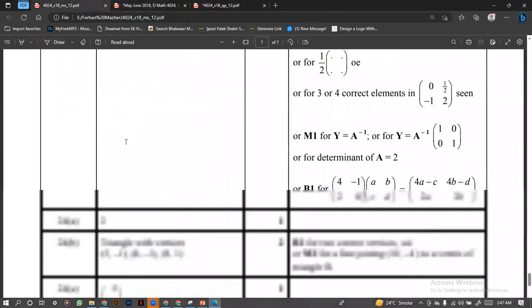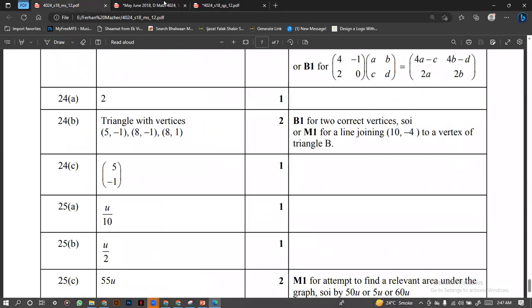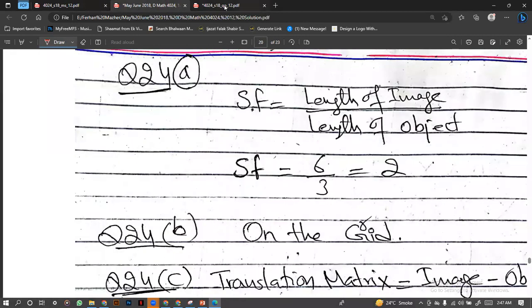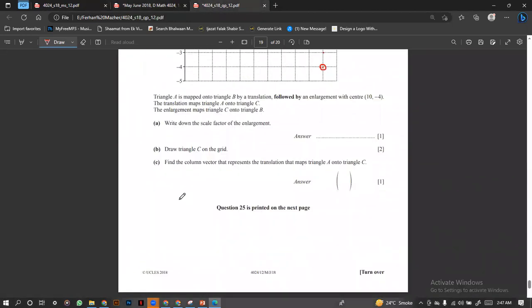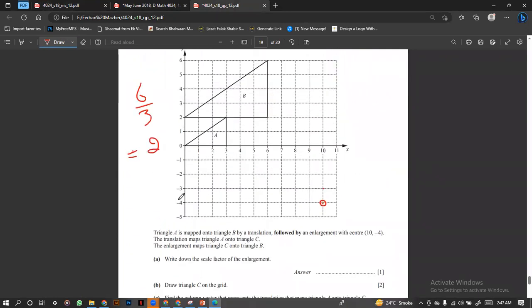So let's check question number 24. The scale factor is 2, sir. Okay, so then we have the B part. It says draw the triangle C on the grid. Triangle C is the triangle which you got when A was translated, and then C was enlarged and you got B.